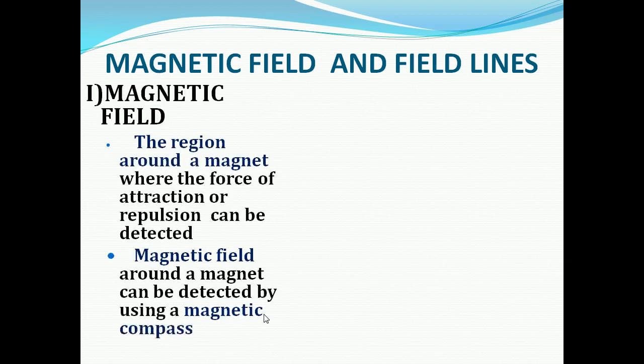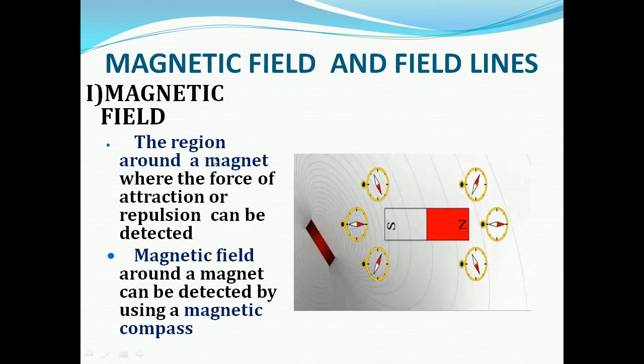Now we can see magnetic field and field lines. What is meant by magnetic field? The region around a magnet where the force of attraction or repulsion can be detected. So the area or region around the magnet where the force of attraction or repulsion can be detected is called the magnetic field.